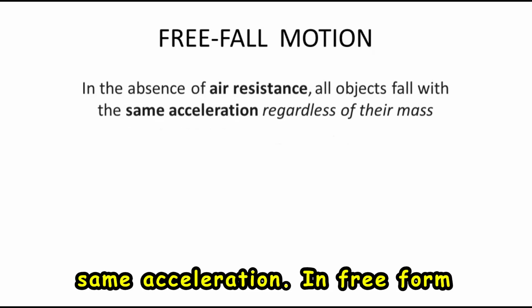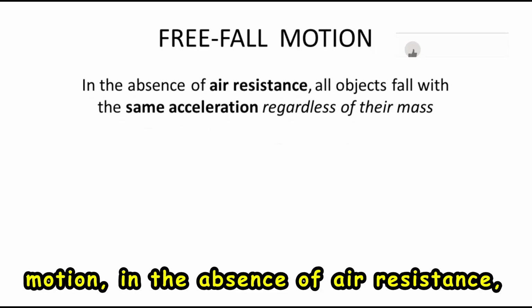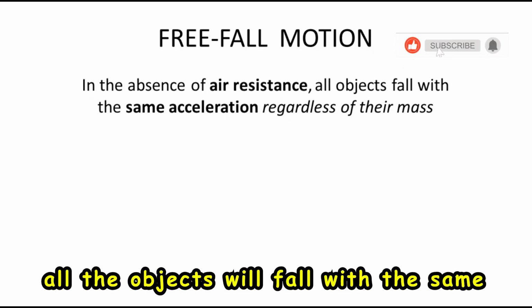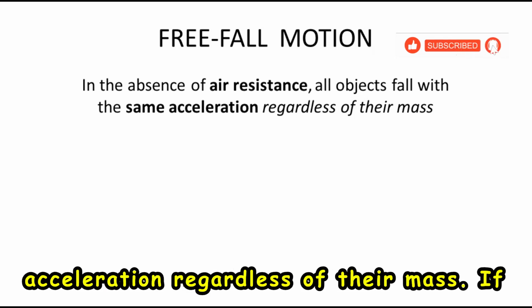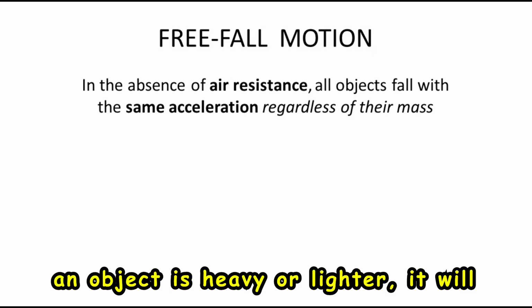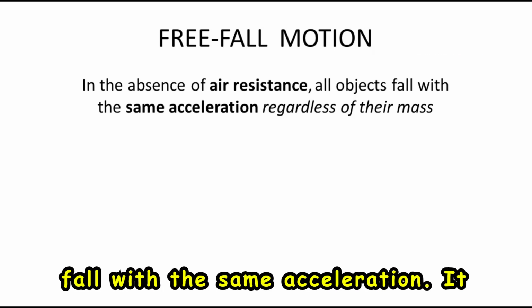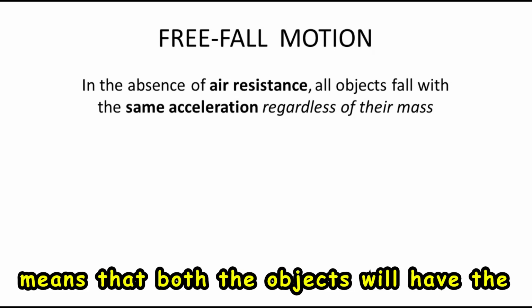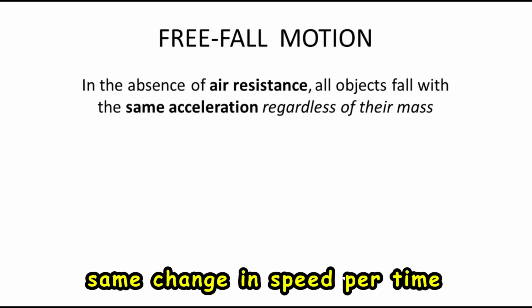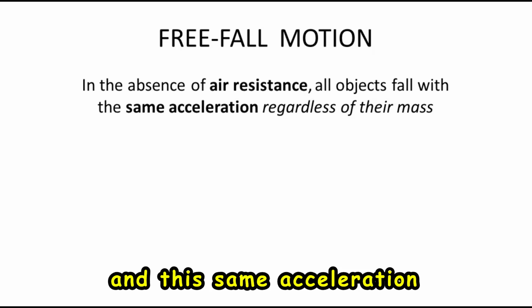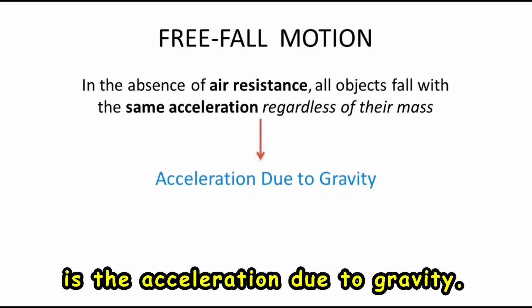In free fall motion, objects travel with a constant acceleration. It is the same acceleration. In free fall motion, in the absence of air resistance, all the objects will fall with the same acceleration, regardless of their mass. If an object is heavy or lighter, it will fall with the same acceleration. It means that both the objects will have the same change in speed per time. And this same acceleration is the acceleration due to gravity.